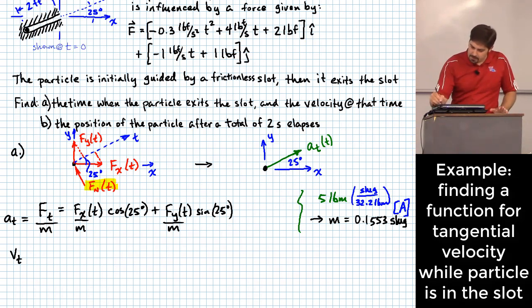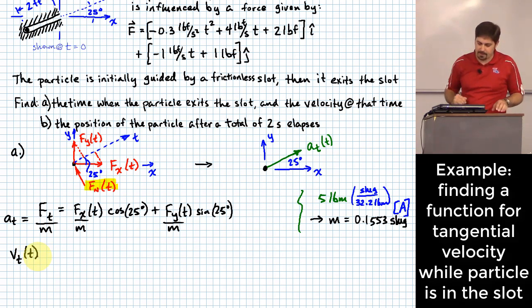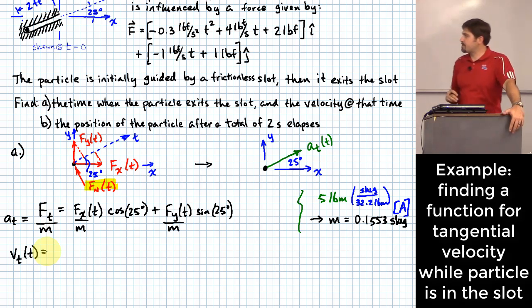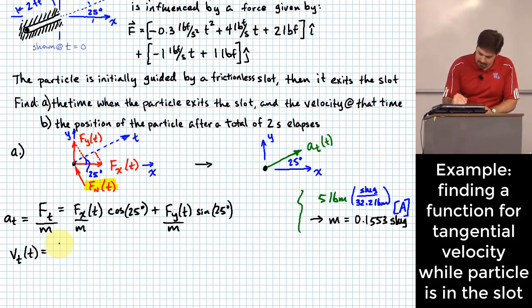Okay, so v of t, this is actually v sub t for the tangential direction as a function of time. This is going to be equal to, what you'll notice there is that cosine of 25 degrees as well as m are both constants. So I am going to pull those out like this, where I have cosine of 25 degrees divided by my mass, and the mass is just 0.1553 slugs.